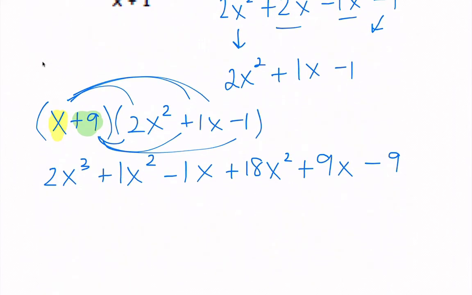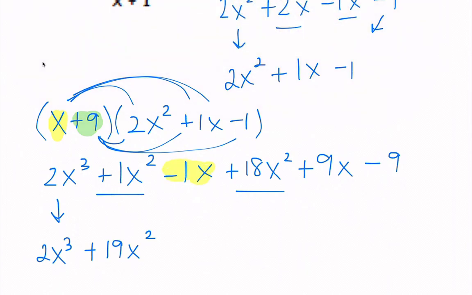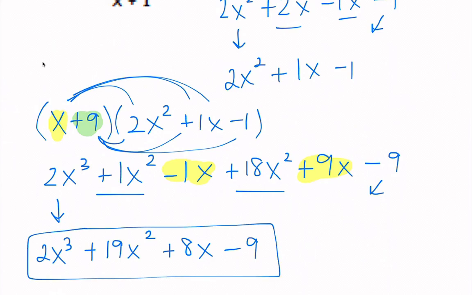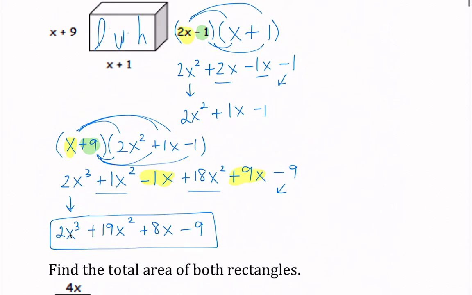So now I just have to combine my like terms. There are no other x cubes, so those drop down. I have x squareds here, I have x squareds here. 1 and 18 give me a positive 19x squareds. I have negative 1x and I have a positive 9x. I add those two numbers together to get a positive 8x. And my only regular number is a negative 9, so it drops. So once I multiply the length, the width, and the height, this is the volume that I would get.